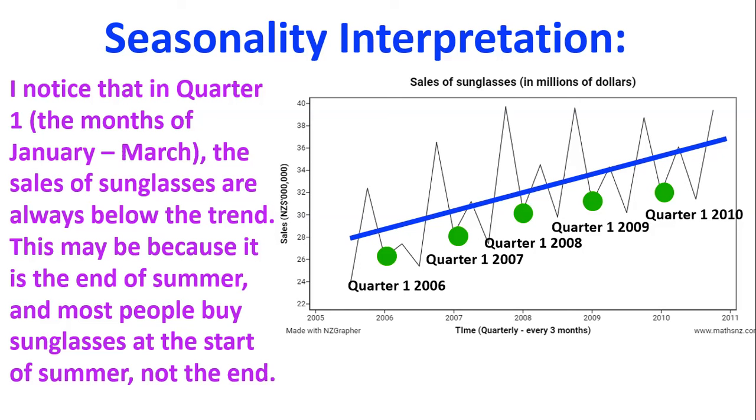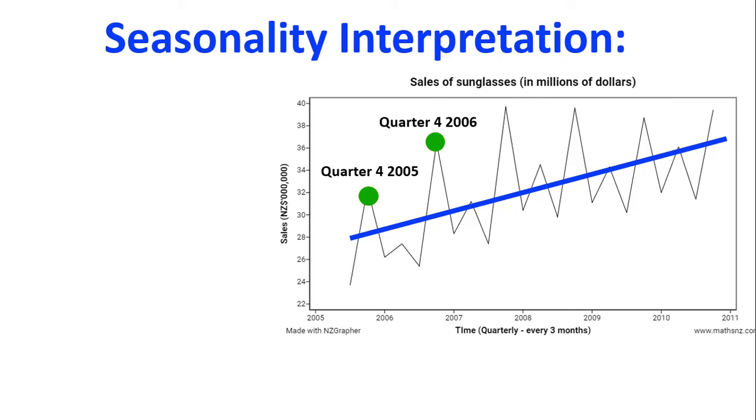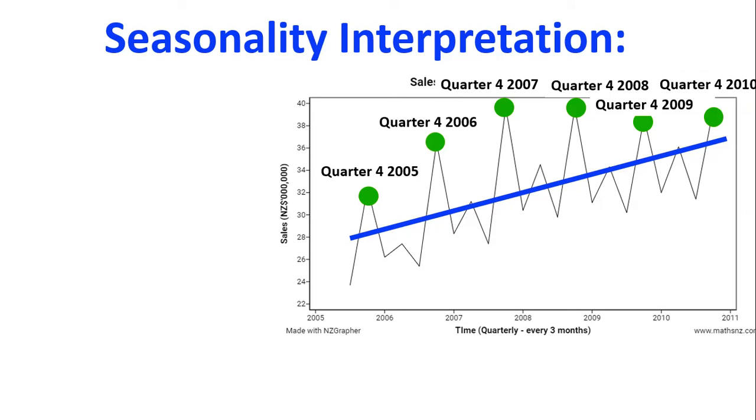Now let me try the same data set again, but instead of quarter 1, let's go for quarter 4. So that's what I'm going to do now. There's my trend line. Here's quarter 4 2005, quarter 4 2006, 2007, 8, 9, and 10. So I've got quarter 4 highlighted there now. What pattern do you notice? These are always above the trend.